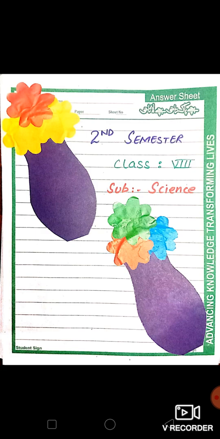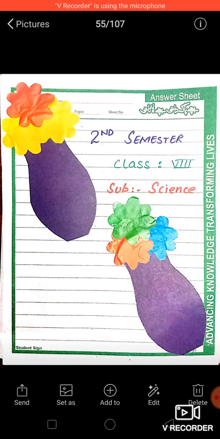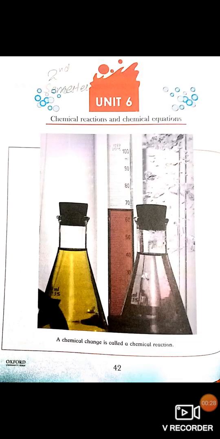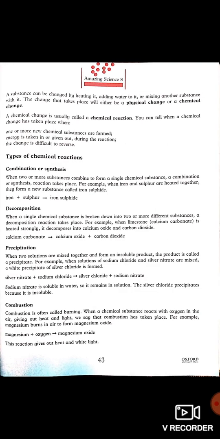Today we will do our second and third day task. That is unit number 6, chemical reactions and chemical equations, reading, words meaning and bookwork. So let's get started. Here is our unit number 6, chemical reactions and chemical equations. First of all, you have to write second semester on page number 42.